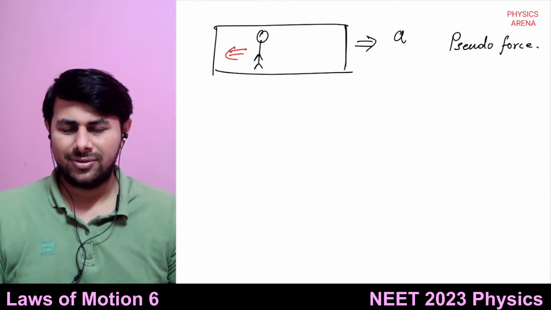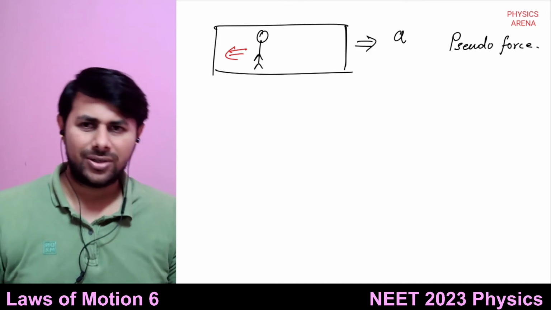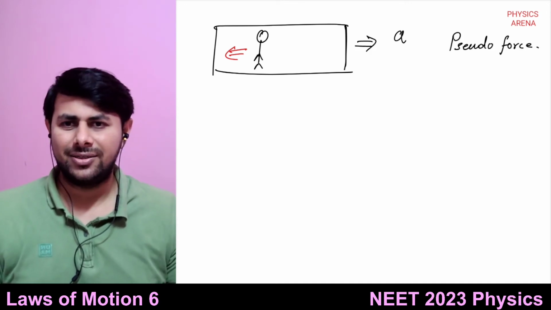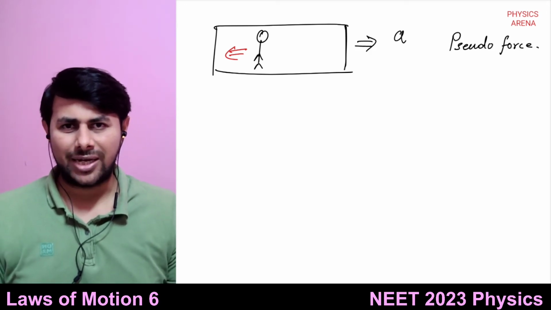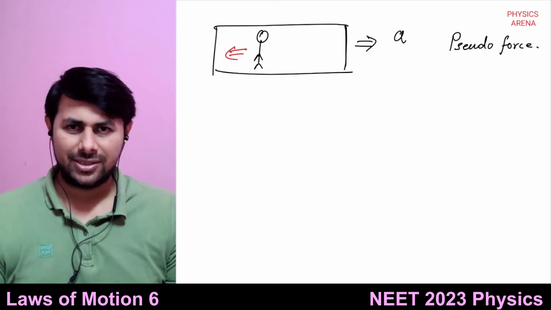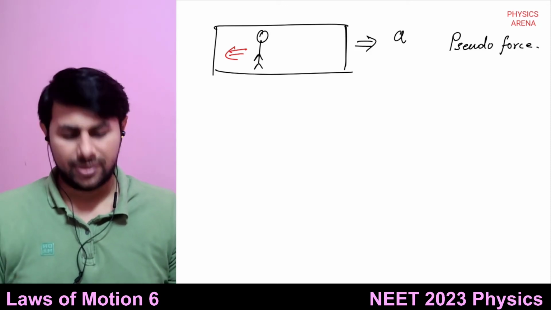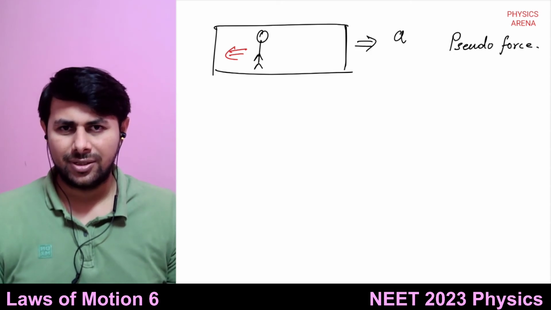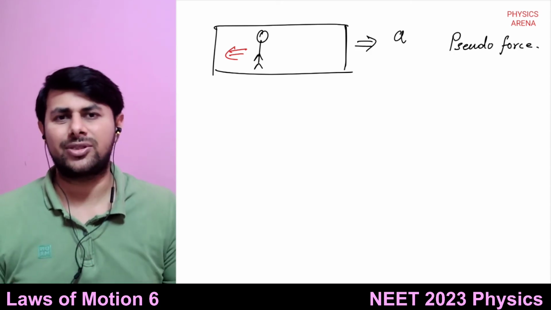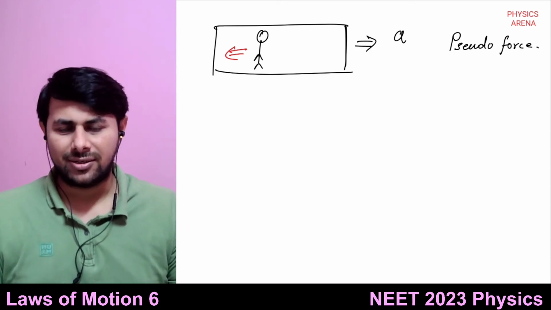Yes, no? You tend to fall on the window which is towards right. So this motion also you cannot explain, okay, this acceleration you cannot explain using any real force. So you can say there is a pseudo force acting on you which is towards right.